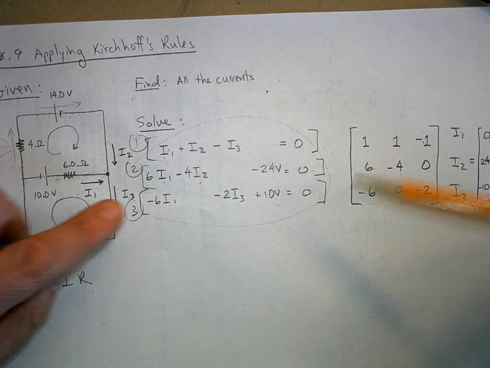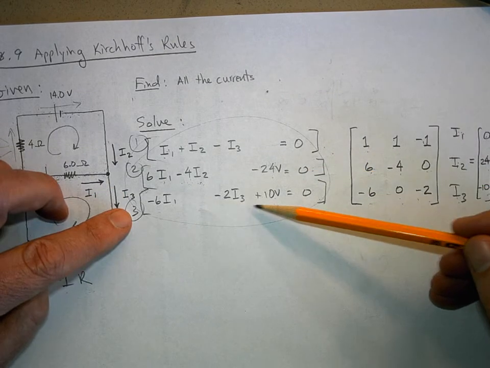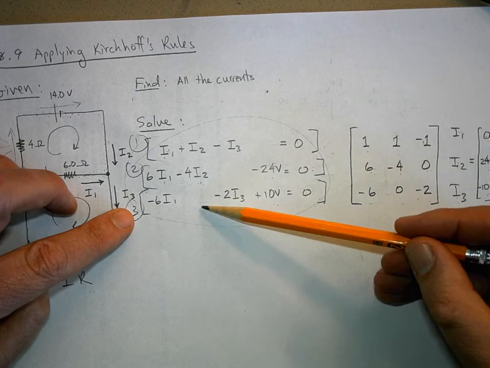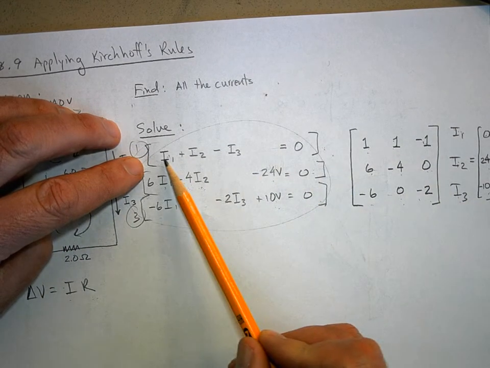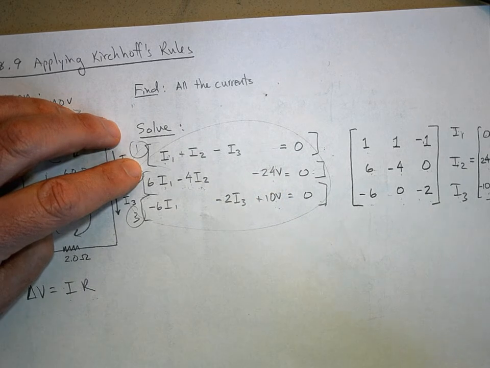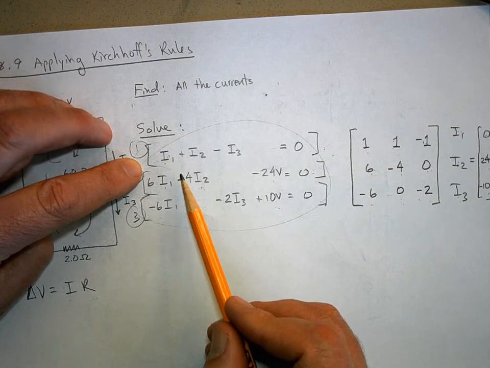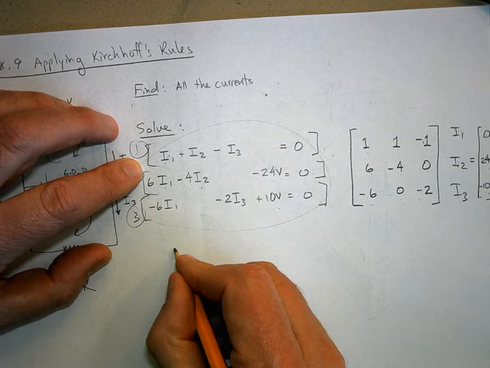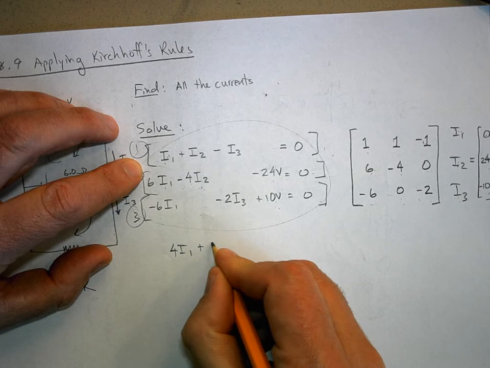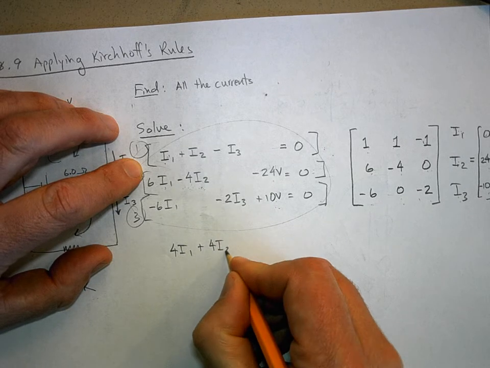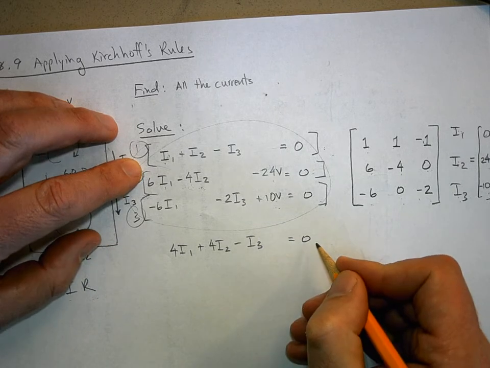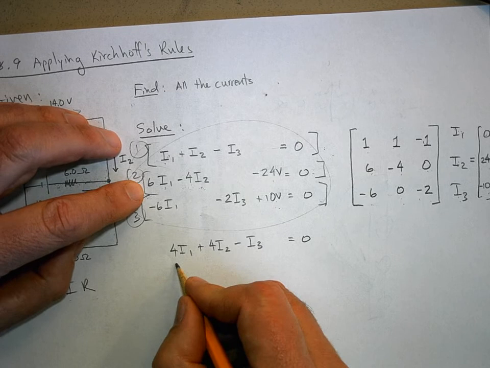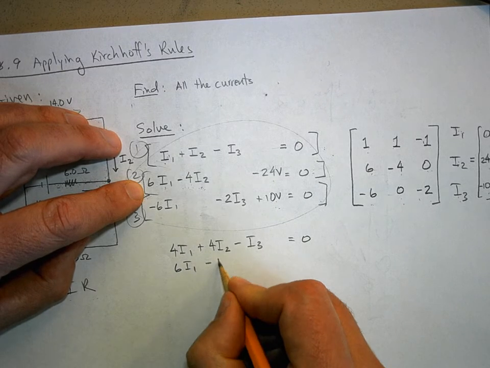Now I notice there's no I2 in this. So what I'm going to do is multiply equation 1 by something so that when I add equation 1 plus equation 2, I2 will go away. So just watch. I'm going to multiply equation 1 by 4. So I get 4I1 plus 4I2 minus I3 equals 0.